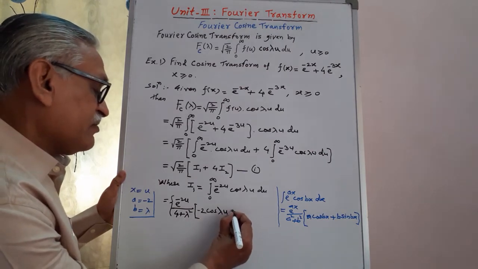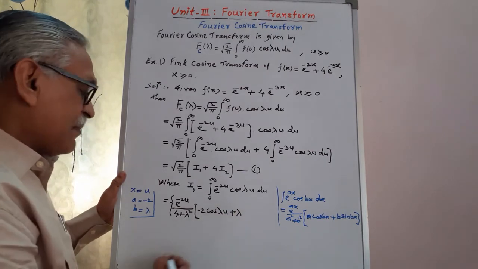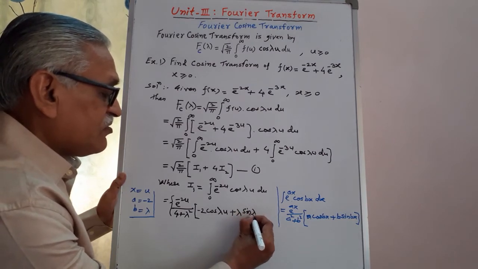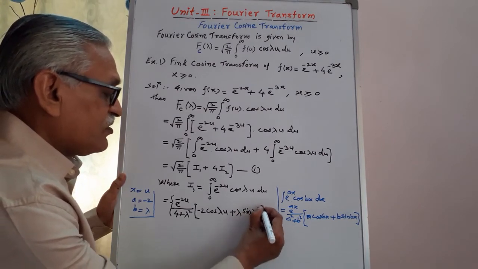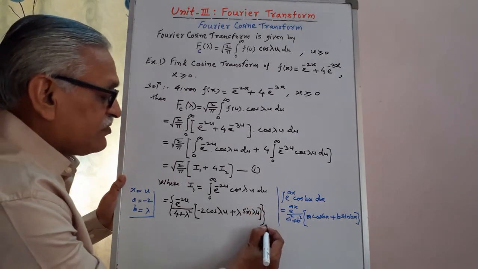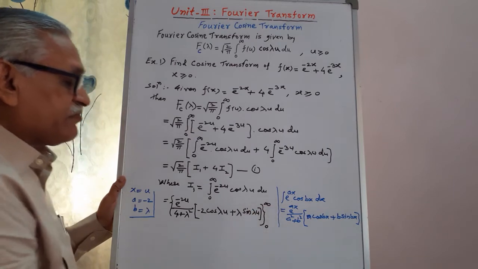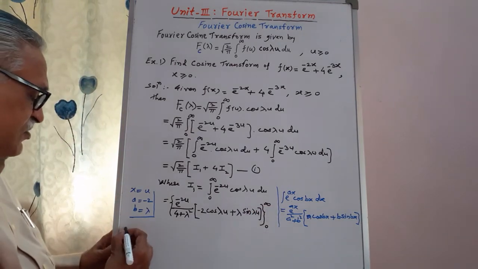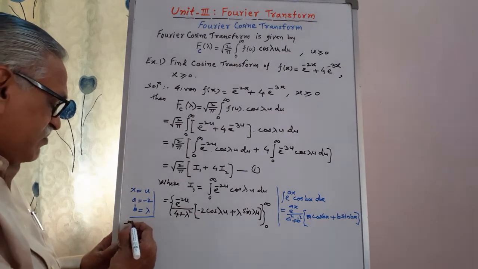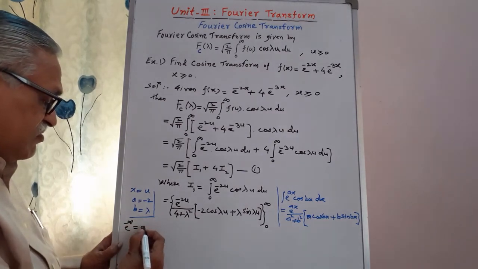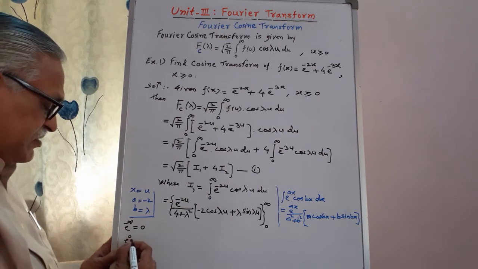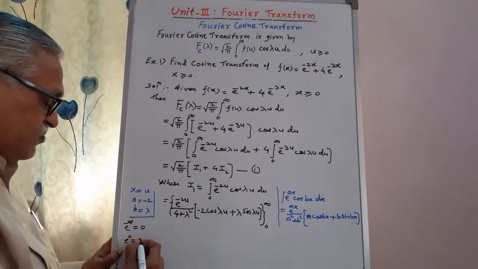plus b lambda sine of lambda u, bracket close, outer bracket close, and limits from 0 to infinity. If we substitute the upper limit as infinity, we get e raised to minus infinity, value is 0. For lower limit, it becomes e raised to 0, value is 1.